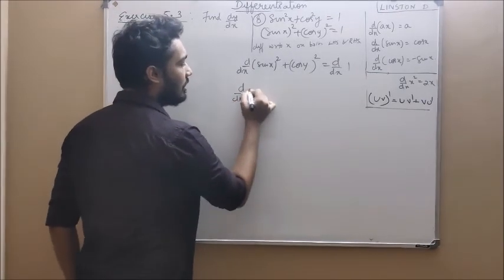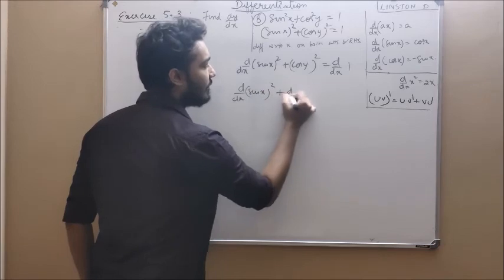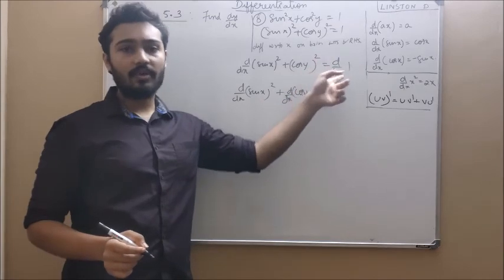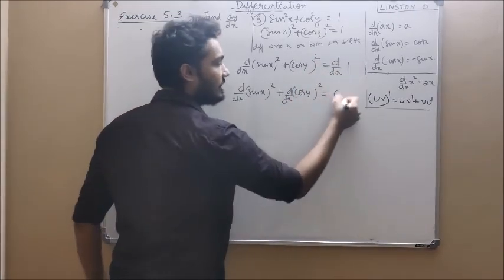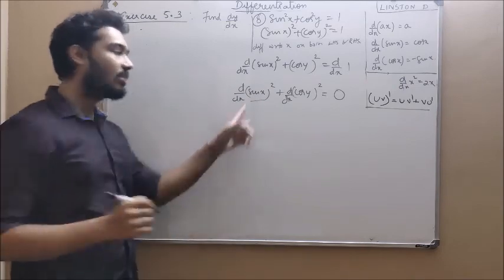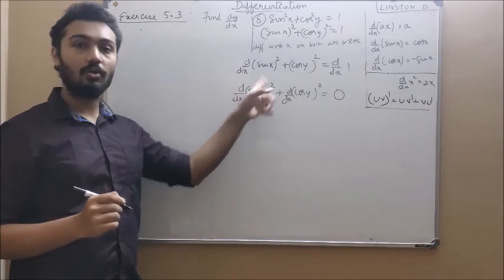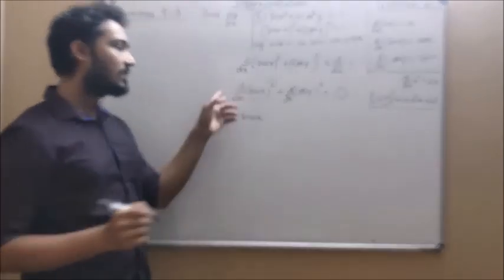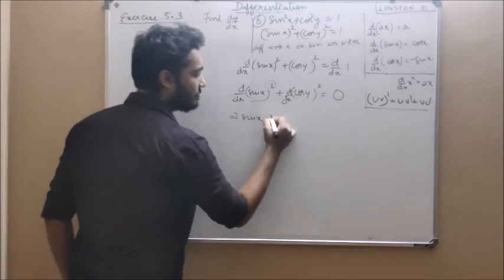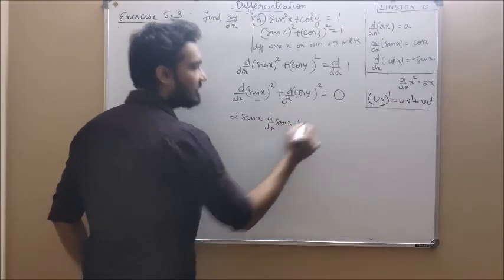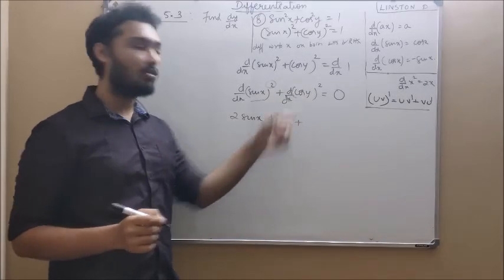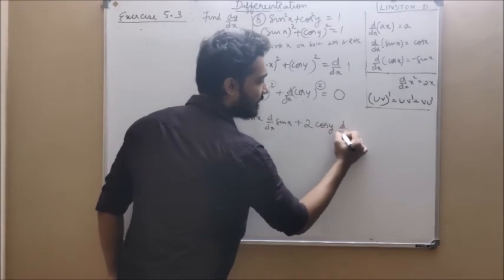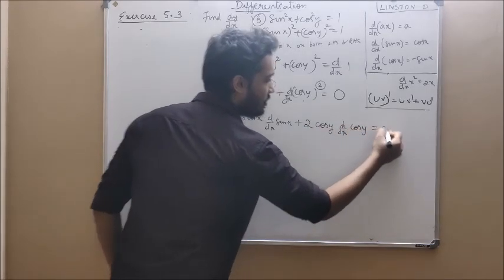So d by dx of sin x the whole square plus d by dx of cos y the whole square equal to d by dx of a constant. d by dx of 1 is 0. So this is the differentiation of sin x square. What is the differentiation of sin x the whole square? You have to apply the chain rule, so it is 2 sin x. Next we have to differentiate sin x, plus d by dx of cos y the whole square. So it is 2 cos y d by dx of cos y, equal to 0.